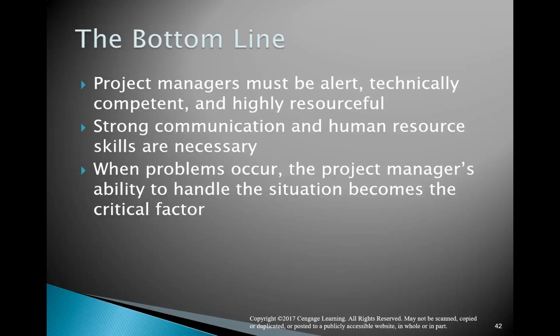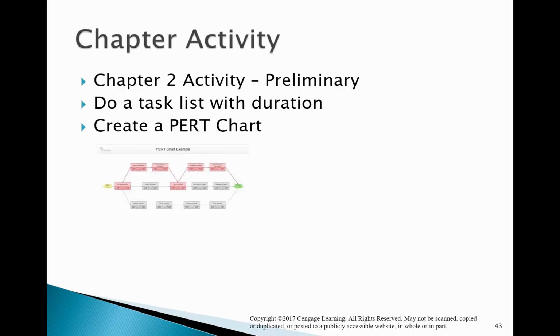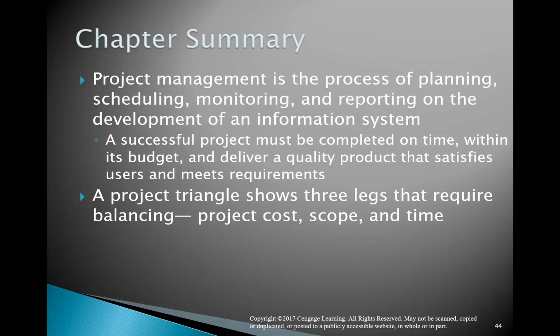So let's take a look at your chapter activity now. In chapter 2 we did a preliminary. You'll finish it up with this one right now, or maybe there's one more, but you'll certainly do the next step right now. You'll do a task list with the duration, and you can put that into a Gantt chart, and you'll create a PERT chart. It's a PERT example right there that I just pulled offline and put on there for you. Fairly simple.